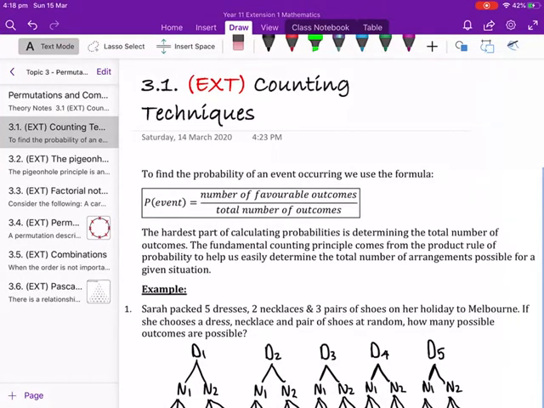Hi guys, today we're going to learn about counting techniques. This is the first exercise in permutations and combinations.